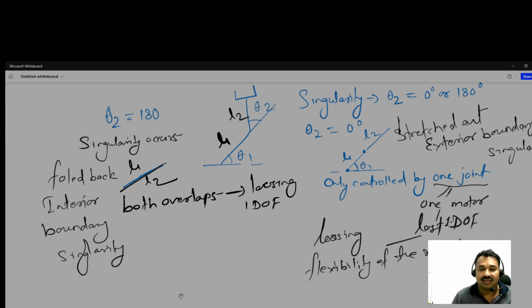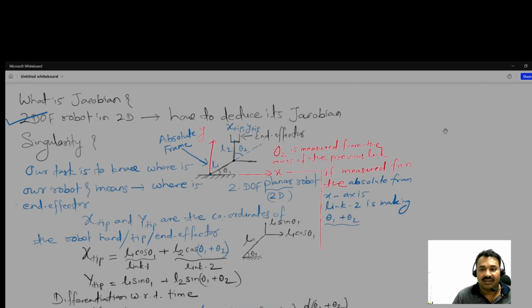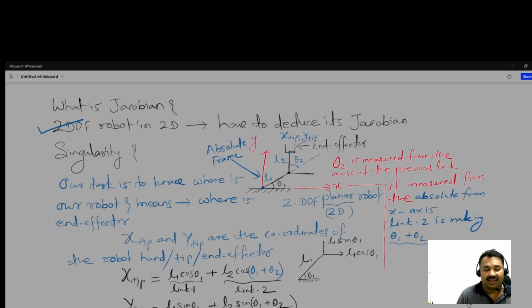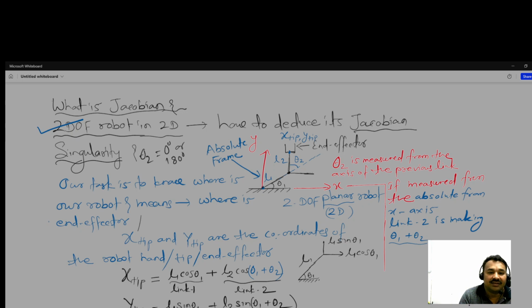So in this way we have done questions like what is singularity. Singularity is where the Jacobian converts the rotary motion into the translatory motion, and this we have explained with the help of a 2 degree of freedom robot, and how to derive the Jacobian from a 2 degree of freedom robot. Then what is singularity? In singularity, degrees of freedom are lost. And it happens, suppose for a 2 degree of freedom robot, when theta 2 either becomes 0 degree or 180 degree. So in this way we have done.